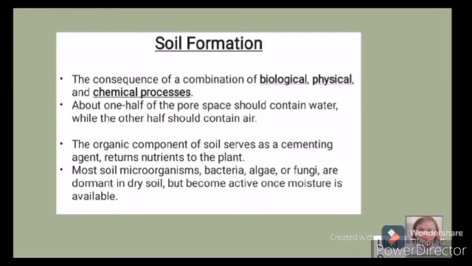Soil formation. Soil should ideally contain 50% solid material and 50% pore space. The organic component of soil serves as a cementing agent and returns nutrients to the plant. It also allows the soil to store moisture, makes soil suitable for farming, and provides energy for soil microorganisms. Most soil microorganisms are bacteria, algae, and fungi, which are dormant in dry soil, but become active once moisture is available.